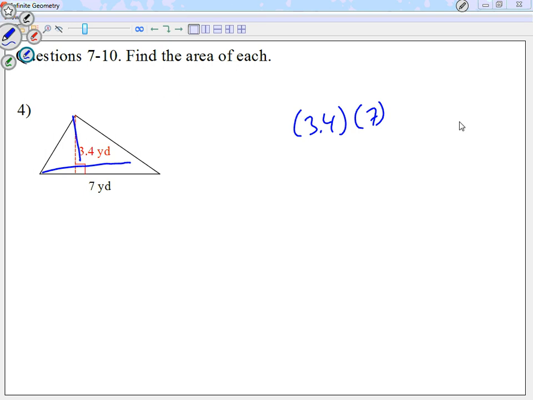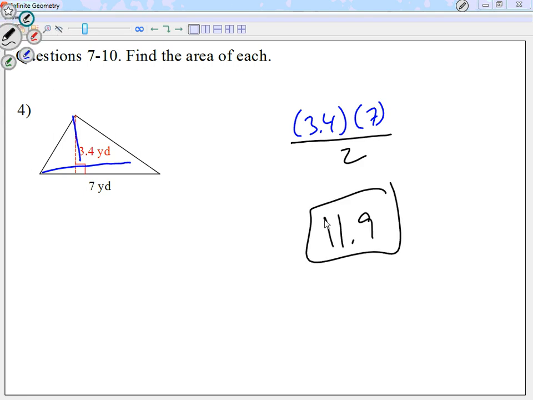Then, from my result, whatever I get from that, I'm going to divide this by 2, because a triangle is half of a rectangle. Right? If I multiply those two numbers, it gives me a whole rectangle. So I'm going to multiply these two, 3.4 times 7, and whatever I get, I'm going to divide it by 2. So let me see, 3.4 times 7 divided by 2. It gives me 11.9. Once again, on a triangle, you multiply the two numbers across 90 degrees, and then you divide it by 2.